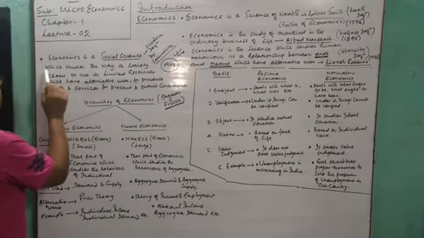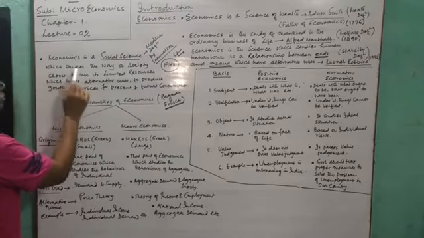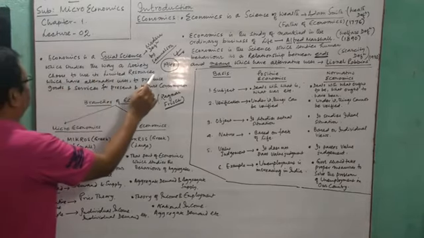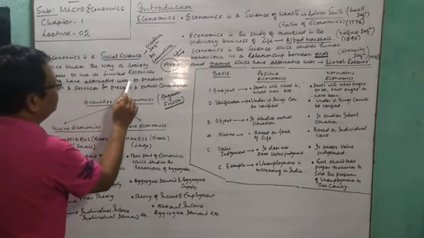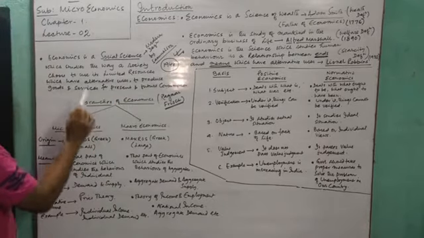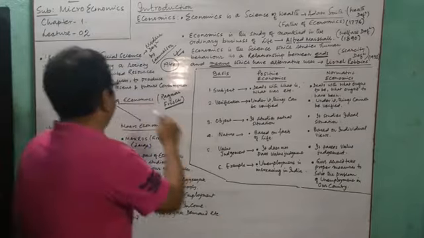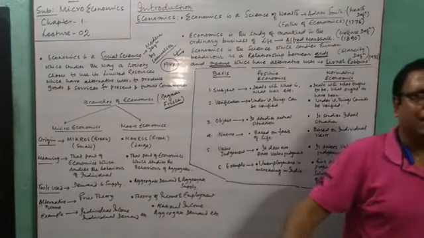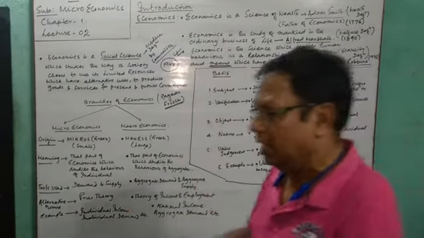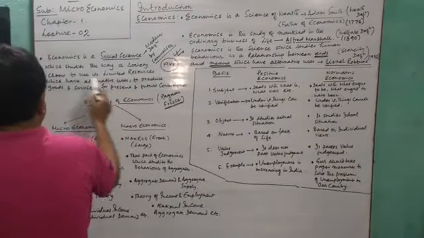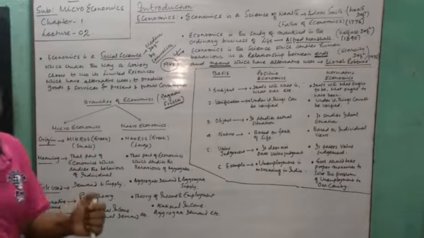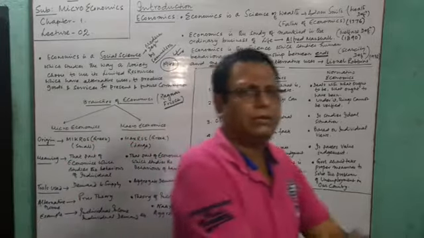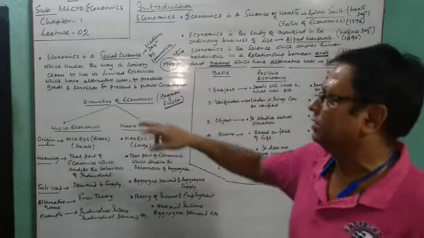Economics is a social science which studies the way a society chooses to use its limited resources which have alternative uses to produce goods and services for present and future consumption. For today's consumption and for future consumption, how will our society use its limited resources? Each and every economy has got limited resources. Now, it has to use these limited resources on the production of goods and services.